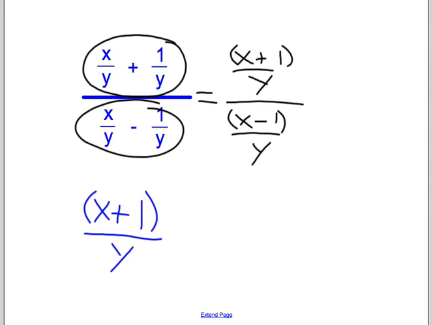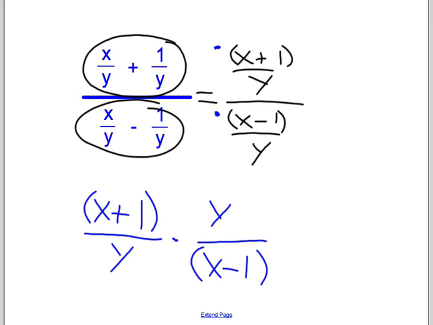and we can multiply that by the reciprocal of the denominator. Because this, as it is, reads this divided by this. And to divide fractions, you KFC. So multiplying by the reciprocal. So I'm going to then take y over x minus 1.